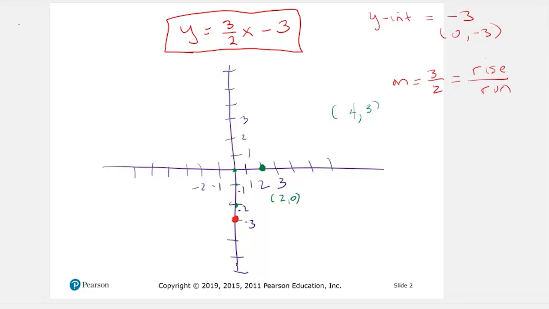So 1, 2, 3. And then notice all these, if it was to scale and I really had a perfect drawing, I can keep doing that because the slope is that, and it's a constant slope, so it'll keep going up in that direction.